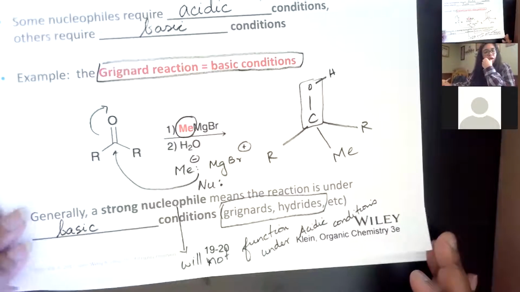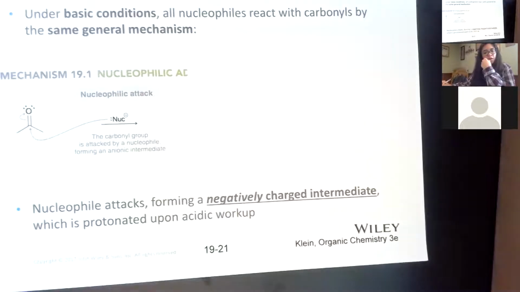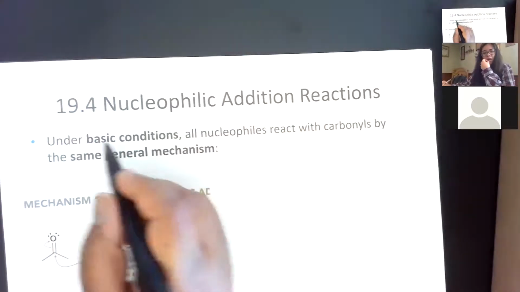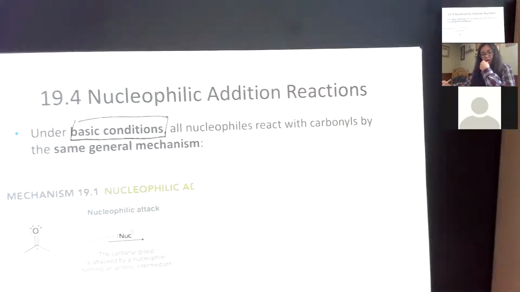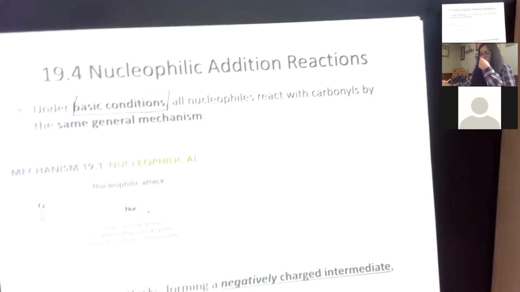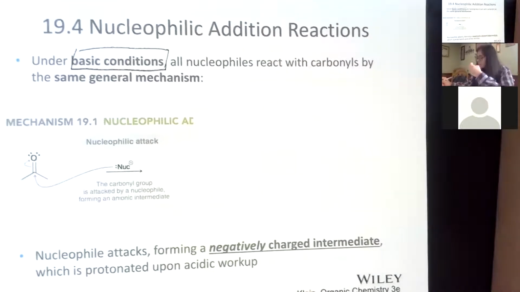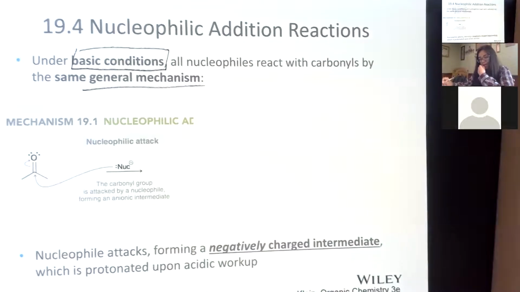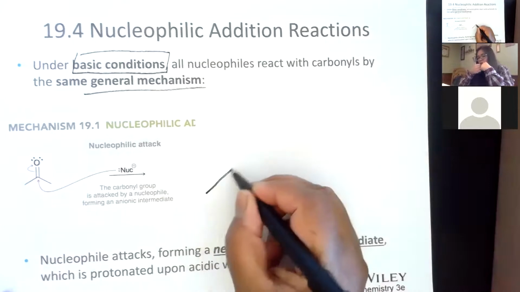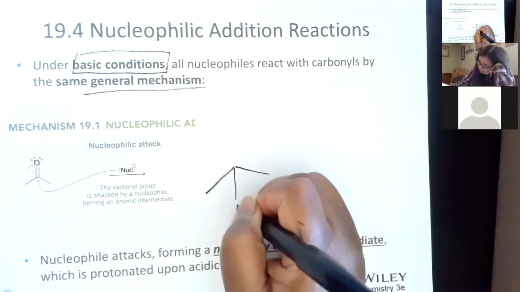All right. Just saying the same thing in a different way. Under basic conditions, all of the nucleophiles, it's just a generic mechanism. Okay, it's a generic mechanism. So we'll see a reaction under basic conditions, and then we'll see one under acidic conditions. So can we complete the mechanism? Let's practice. Okay.